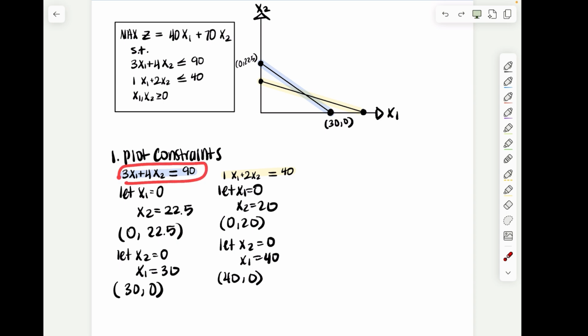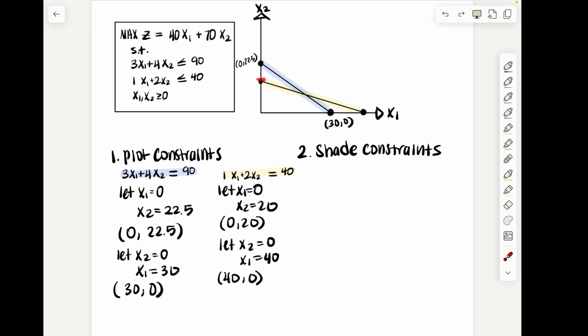The line themselves, which is why we remove the inequality sign and just focus on the equal sign, so it's easy for us to just find 2 points and plot the lines. But the constraints also have an inequality sign, so how do we take care of that? Well, when we have an inequality sign, it's just about shading. We need to shade our constraints.